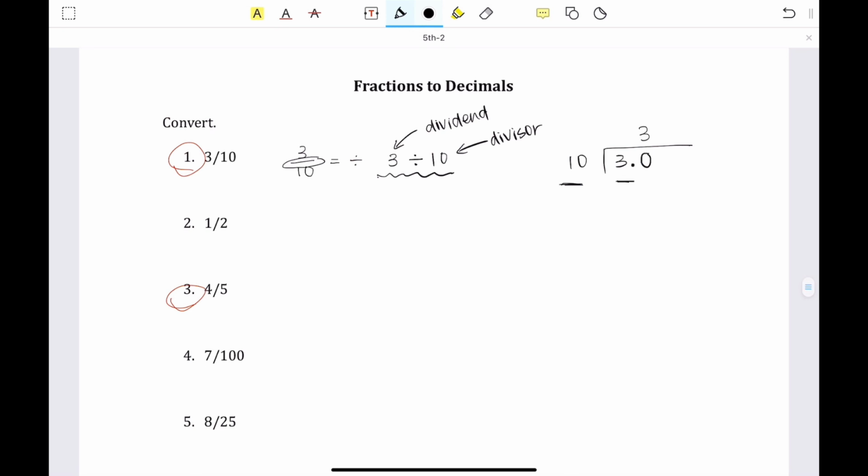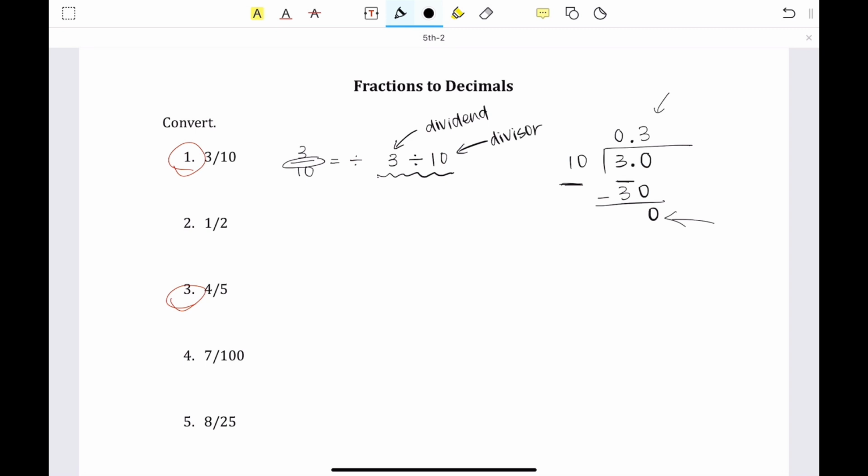And 10 times 3 is 30. And 30 minus 30 is 0. So now we're done because we ended up with 0 as a remainder. Now your final quotient does not mean it's 3. Your final quotient instead is 0.3.